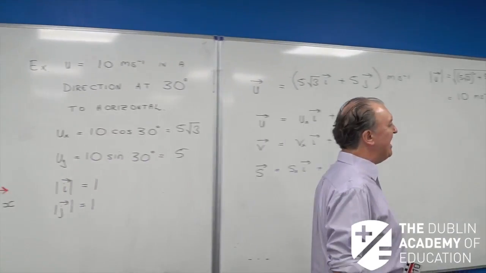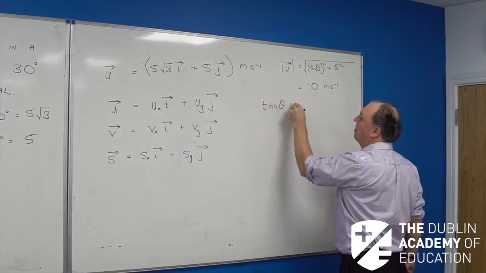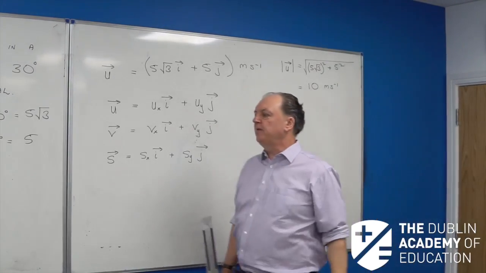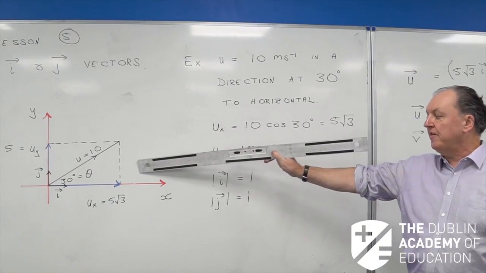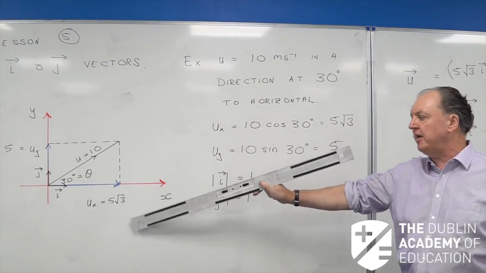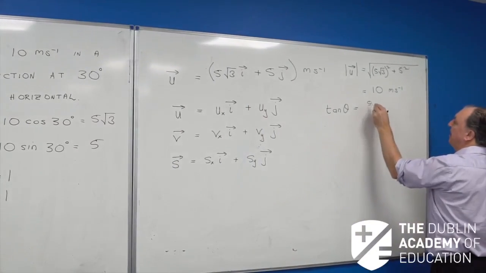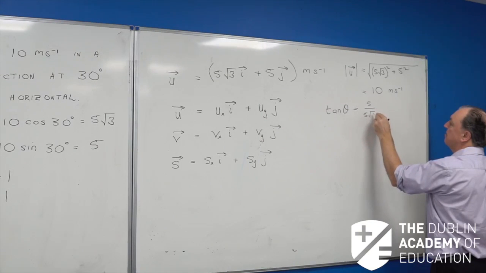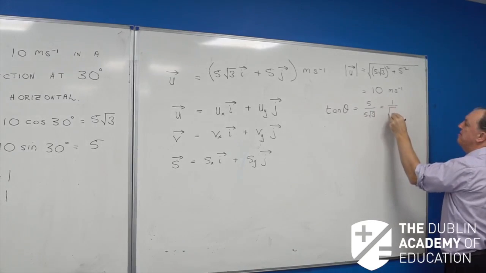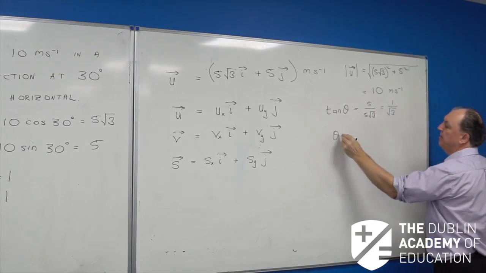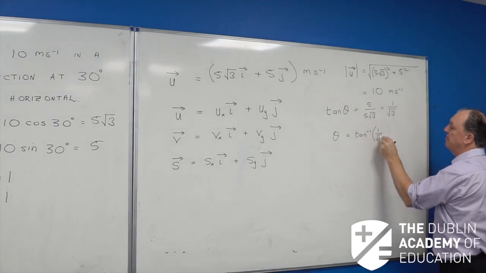Well, I could say tan theta is equal to the opposite side, and the length of the opposite side is 5, divided by the adjacent side, which is 5 root 3. So I could say tan theta is 5 over 5 root 3. That breaks down to 1 over root 3.